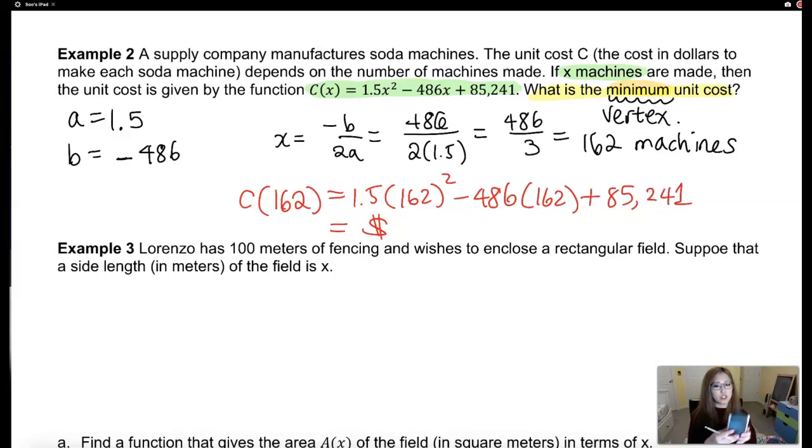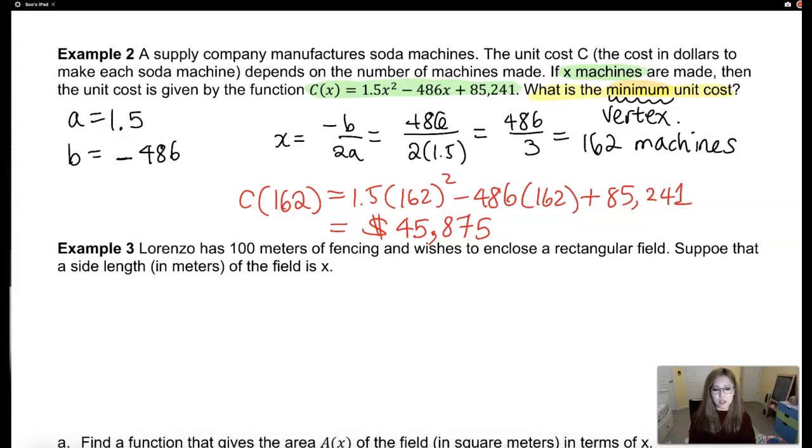And maybe a good question if you're wondering, how do I know when to plug in and how do I know if I can stop after finding the X coordinate of the vertex? It really just depends on what they are asking. We must read the problem very carefully and we will not stop until we answer the question they asked. Okay, I got it. So the answer should be $45,875. That is going to be the minimum unit cost and the unit is in dollars.